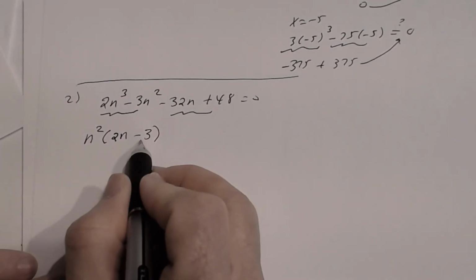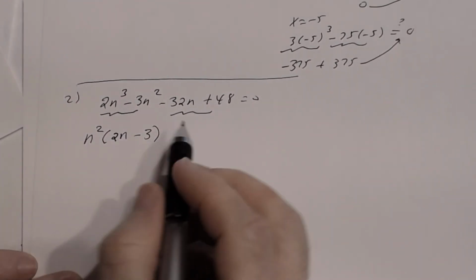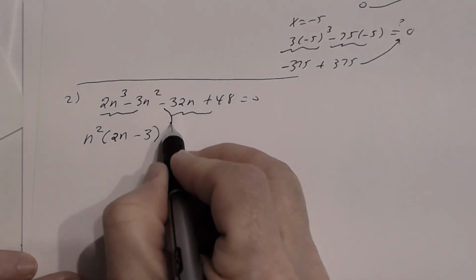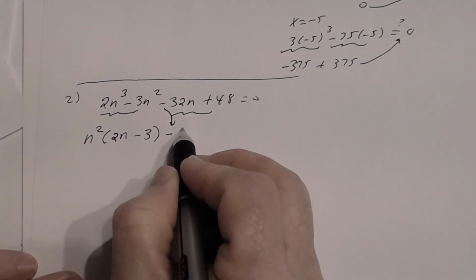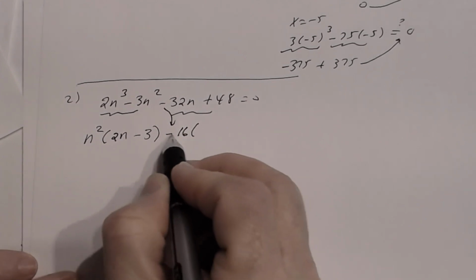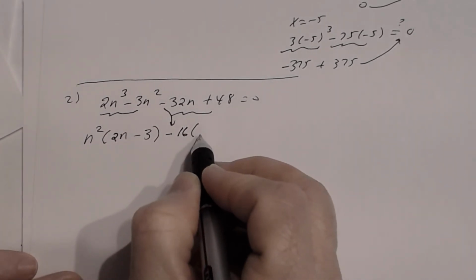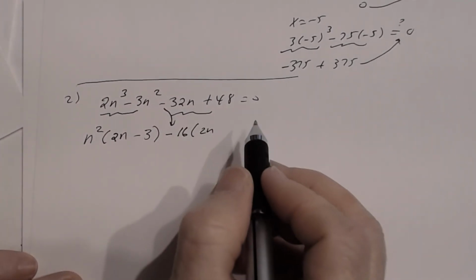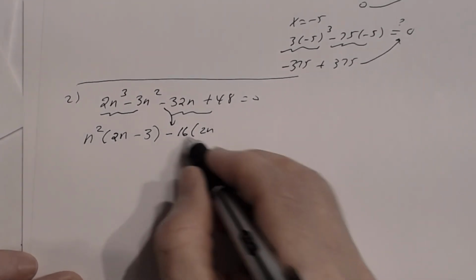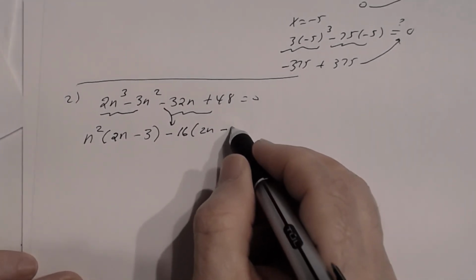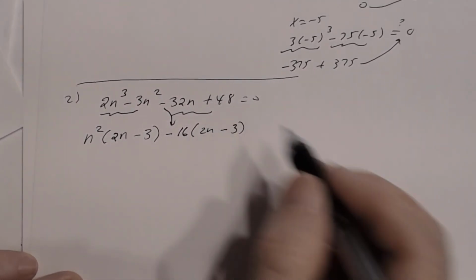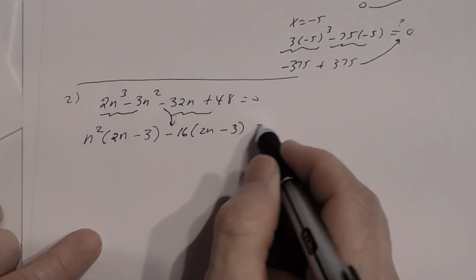Because n squared times a negative 3 is a negative 3n squared. In the second group, I'm going to go ahead and factor out a negative 16. And so I get negative 16 times 2n is negative 32n, and then negative 16 times a negative 3 is a positive 48, and that equals 0.